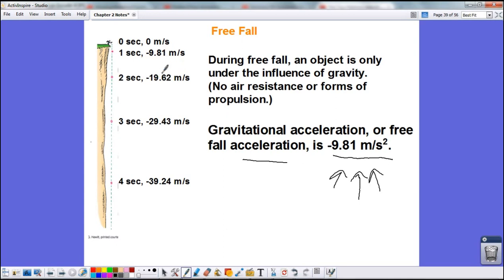How do we get from here to here? We simply added another negative 9.81. Same here, add a negative 9.81. Okay, 3 seconds, it'll be going negative 29.43, and so on and so forth. But it doesn't matter what the object is. If it's in free fall and it's a rock or a ball or anything, this is how fast it will be going after a designated amount of time.